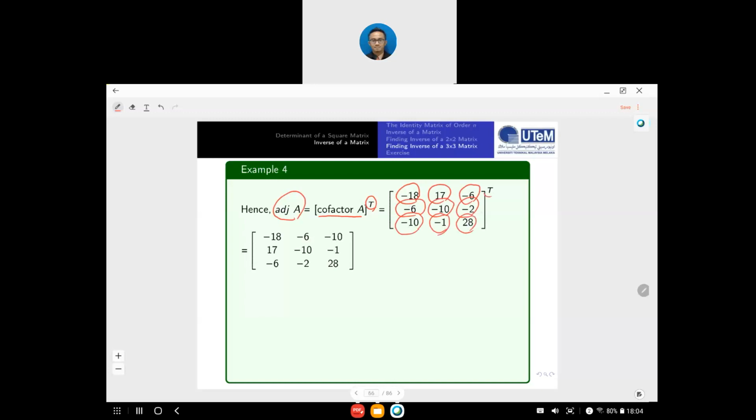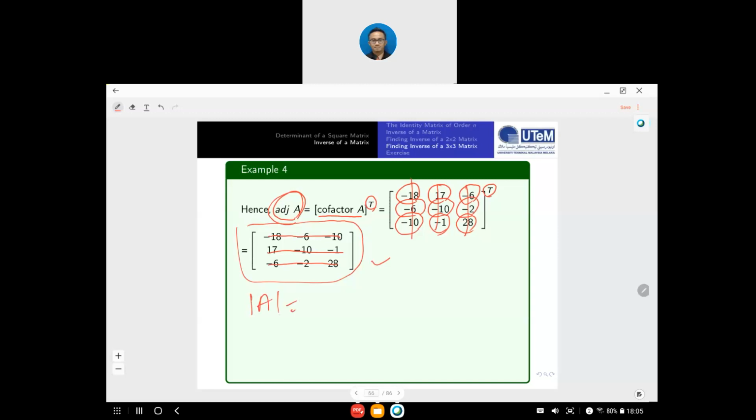Then you need to put transpose here, because you need to transpose first. Baru awak boleh dapat adjoint matrix. Okay. So adjoint matrix equal to this one. After you transpose, the column becomes row. Column becomes row. So this one is the transpose.